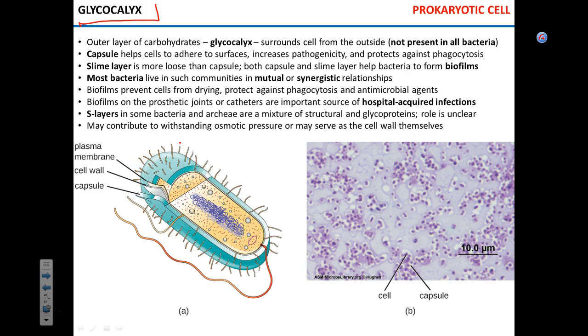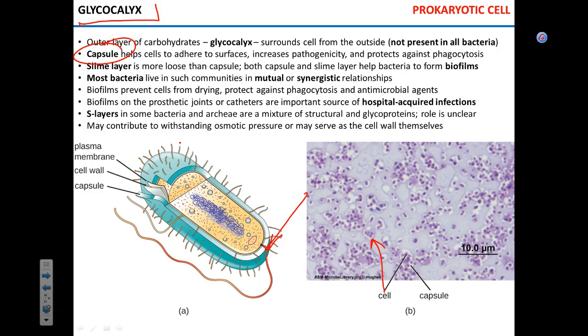Now, glycocalyx can form two distinct structures. It can form a capsule. You can see it on this picture, shown in a green color. And you can see the capsule as the white halo around the cells on this electron micrograph. The capsule is a pretty firm structure that helps cells to do two things. First, it helps them to adhere to surfaces. Second, it helps them to survive phagocytosis.